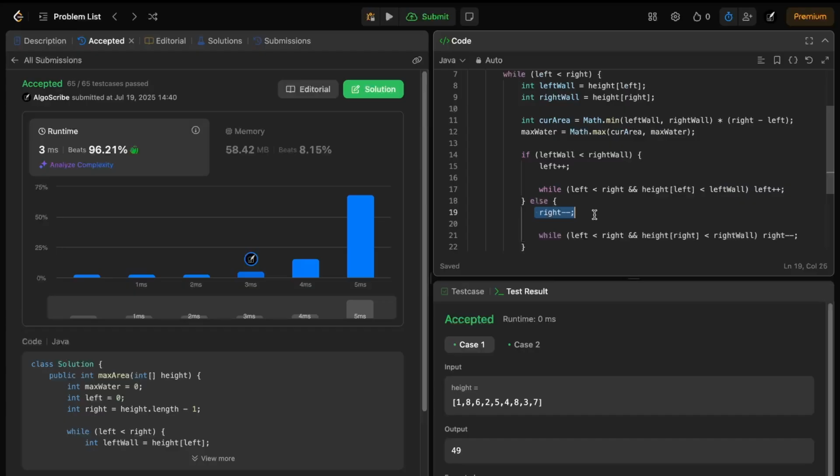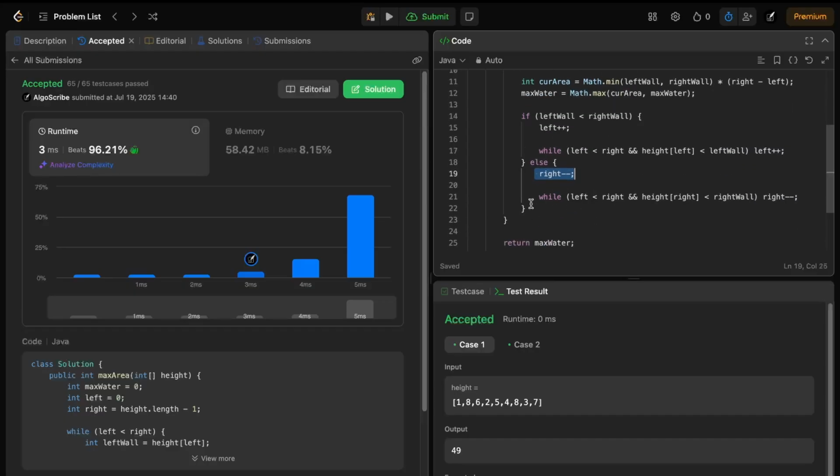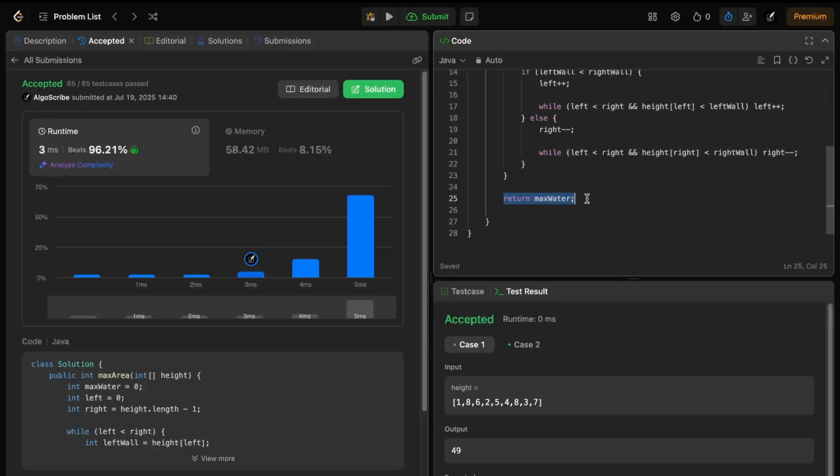Likewise, here what we are going to do, we are going to move the right pointer to the left side. Likewise, here as well, we are going to find a right wall that is better than the current right wall. After doing all this, we would have computed the area in which the maximum water can be held.